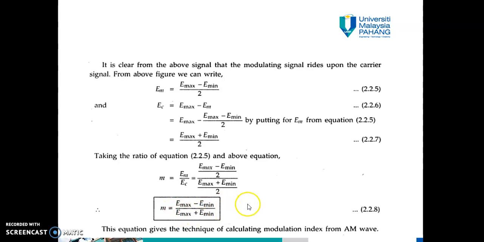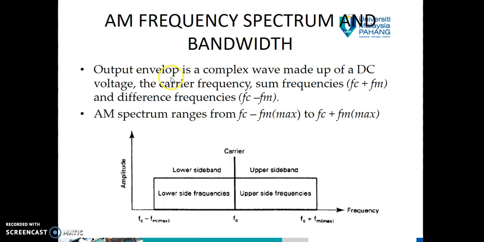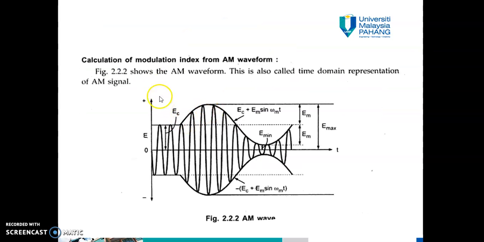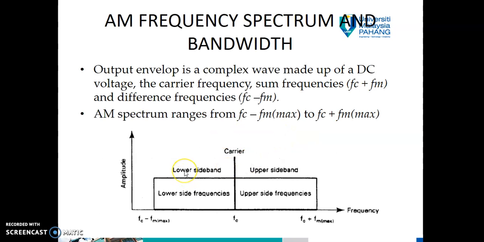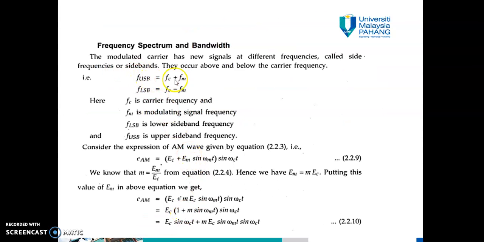Okay, now this one is the time domain. Now we go to the frequency domain. Why do we need to study the frequency domain? In the frequency domain, you can get the value of bandwidth, you can find the power transmitted, the power at the upper sideband, the power at the lower sideband, and the voltage, for power analysis. Normally, the frequency for the upper sideband is FC plus FM, and the lower sideband is FC minus FM. So this is the formula.